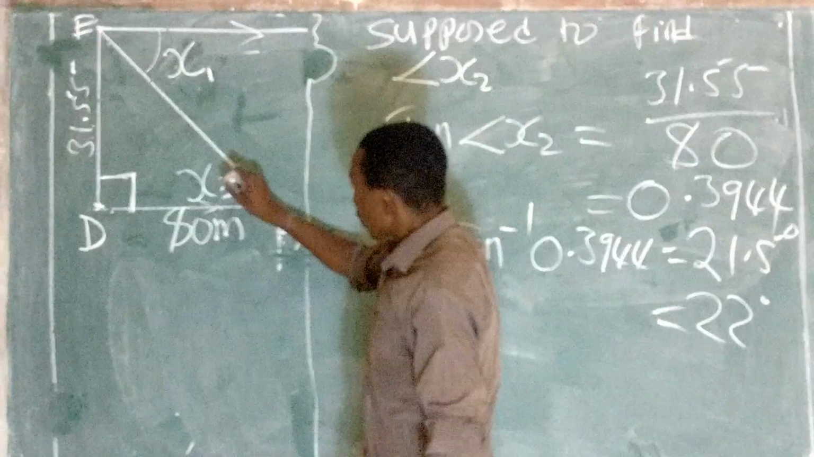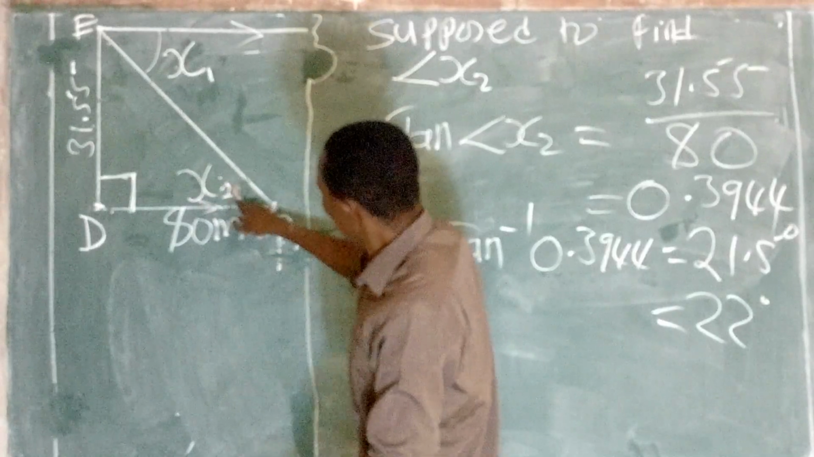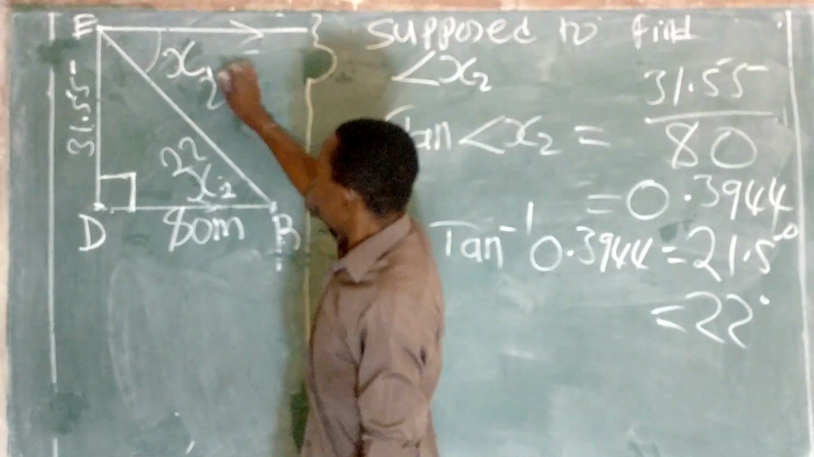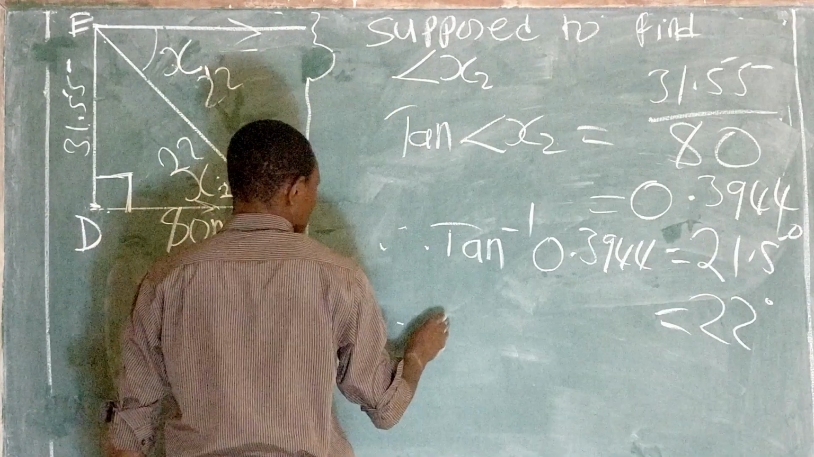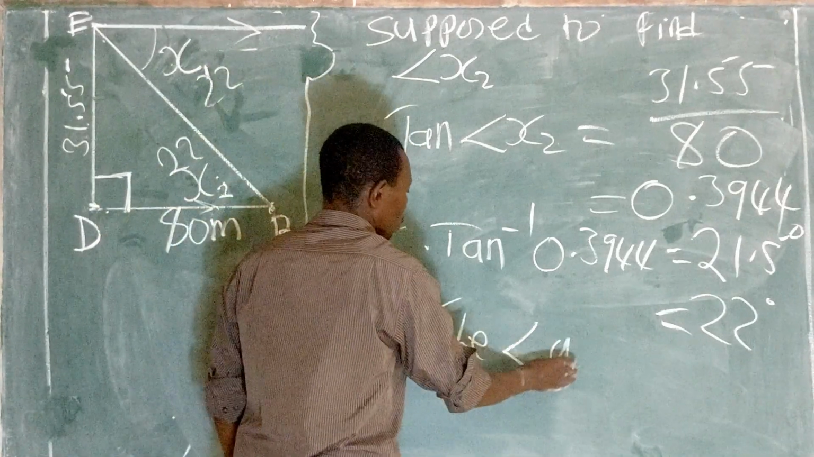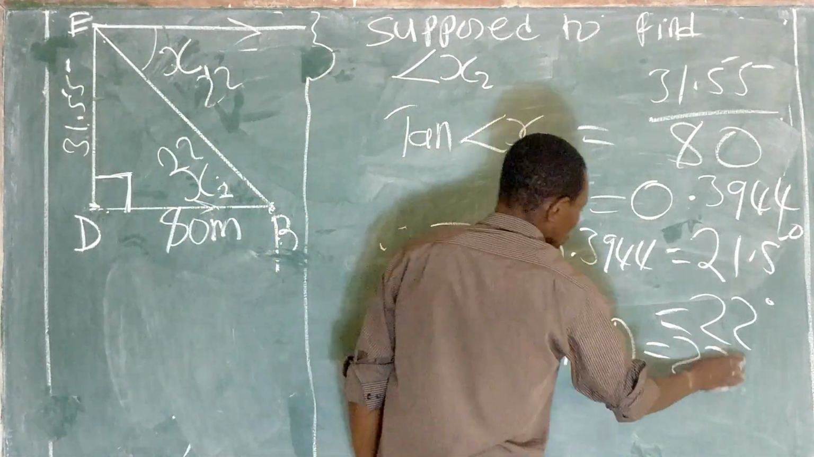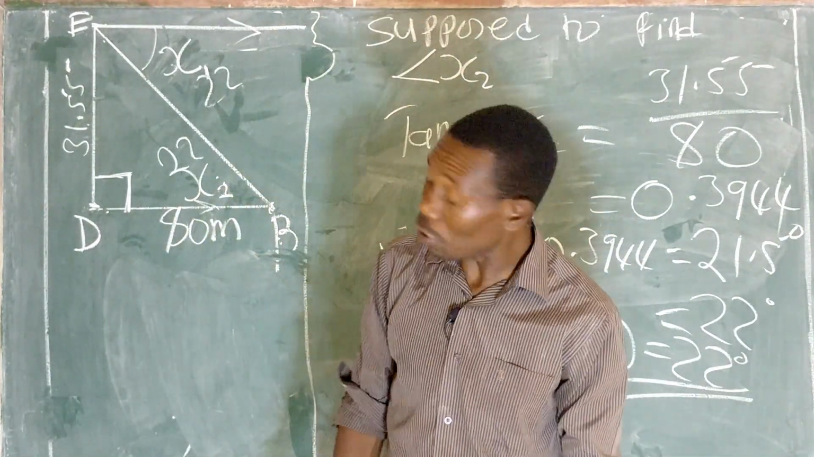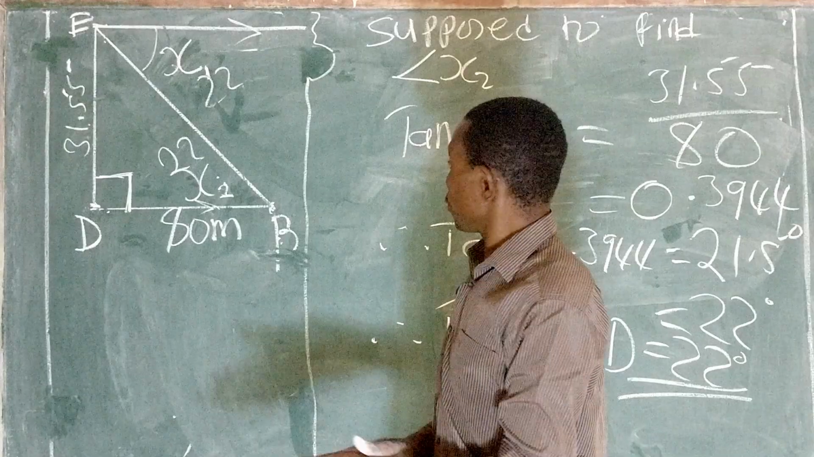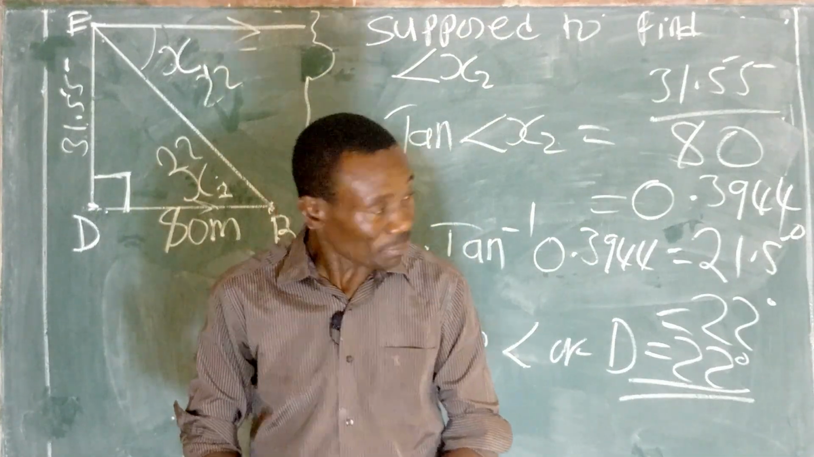So this one is 21.5, or to the nearest degree 22, then this one is also 22. So this is the angle of depression. Then conclude and say, therefore, the angle of depression is equal to 22 degrees. We're done. Right, so that's the way it is about this section.